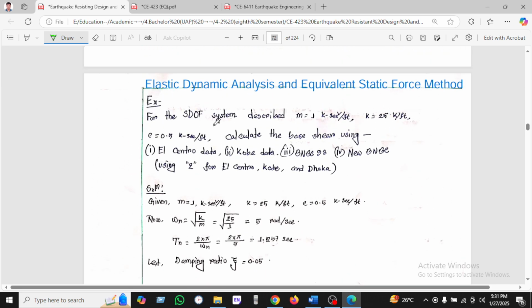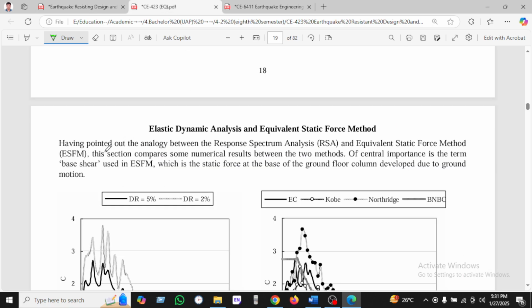Before I go into this, I want to draw an analogy between response spectrum analysis and the equivalent static method. This section compares some numerical results between the two methods. Of central importance is the term base shear, used in the ESFM, which is the equivalent static force method, which is the static force at the base of the ground floor column developed due to the ground motion.